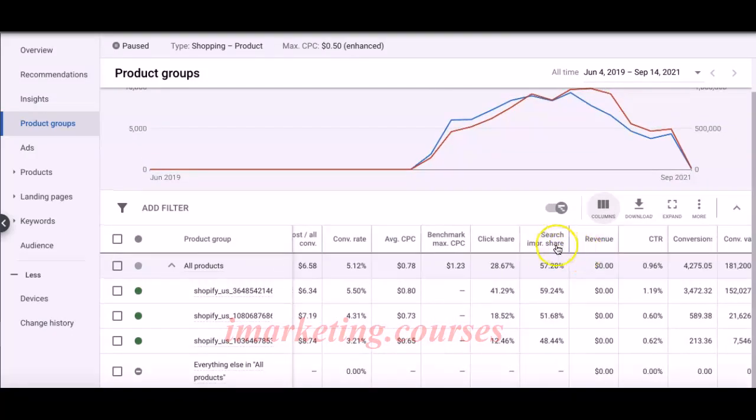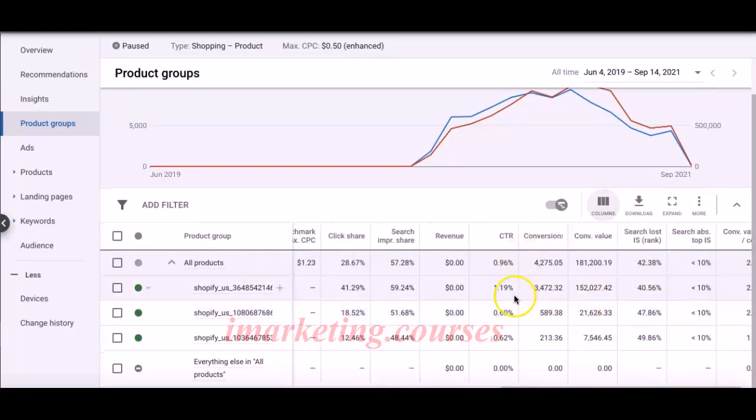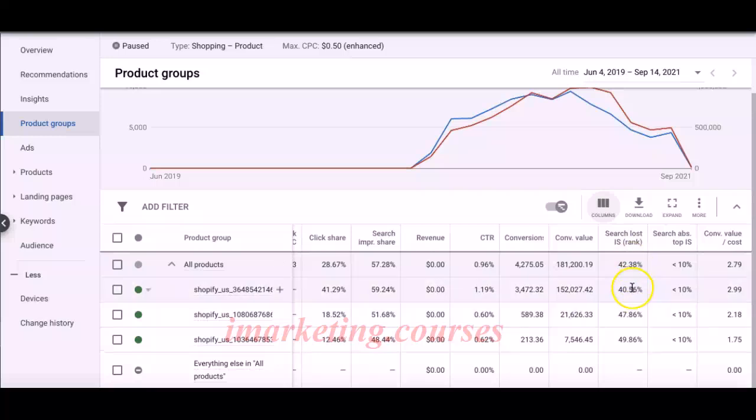And then we have search impression share, which is telling me how much I'm actually showing up for the different keywords and products. Okay, and then we have the click-through rate, conversions, conversion value, and then how many times we lost and didn't show up due to poor ad placement. And then we have the conversion value divided by cost, which is the ROAS.